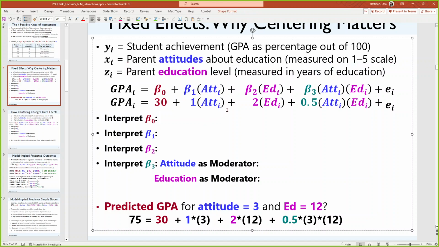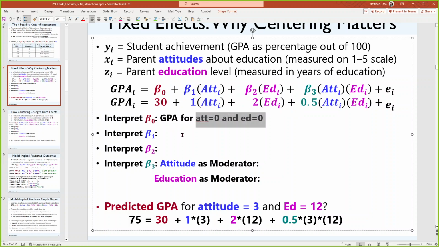So beta 0 is my expected outcome. It is GPA for what kind of person? No attitude and no education. Yeah, attitudes equals 0, which cannot happen. And education equals 0, which theoretically could happen but is very unlikely. Okay, but that's why it's so low, right? 30 is a very low GPA. That's because we're talking about someone who doesn't exist. Who cares? It's just the intercept.